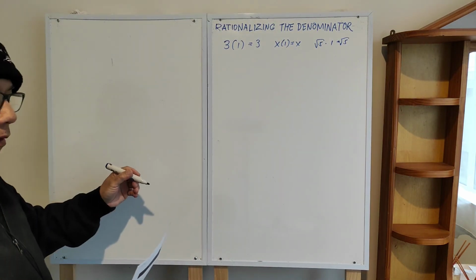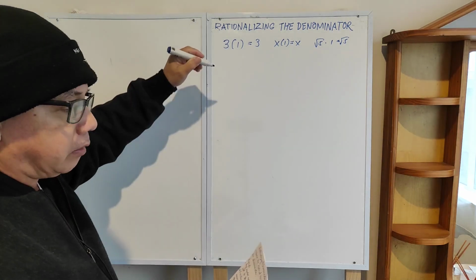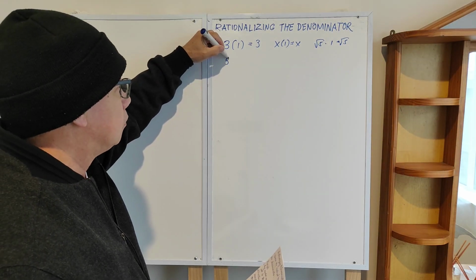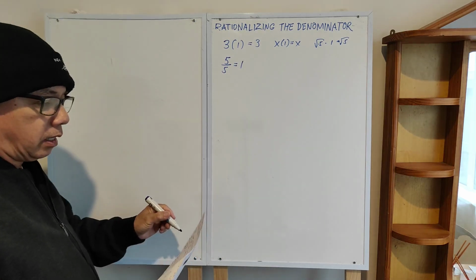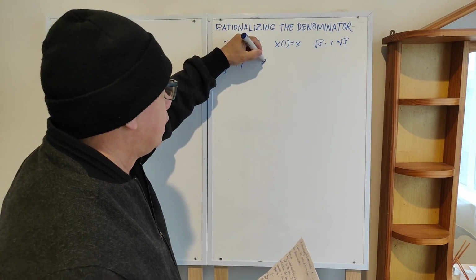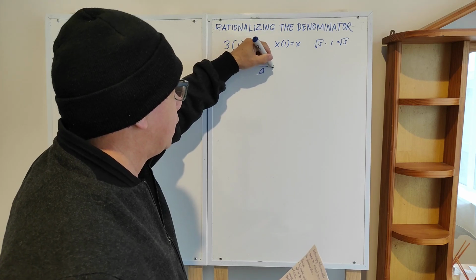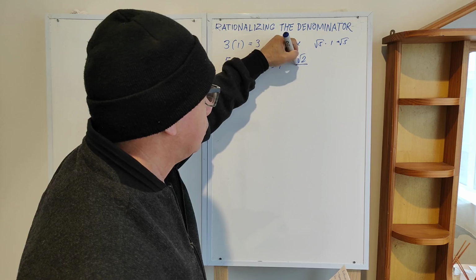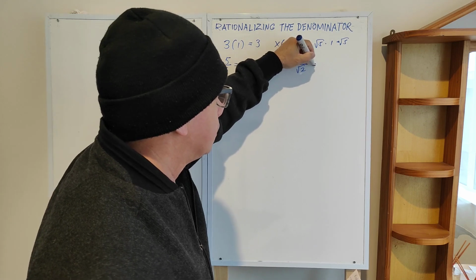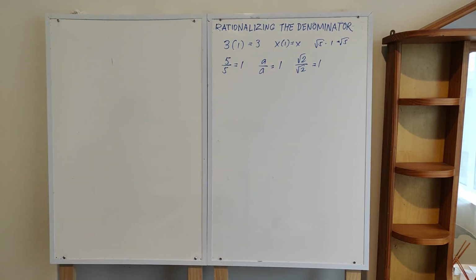Principle 2: a fraction that has the same numerator and denominator is equal to 1. For example, 5 over 5 is equal to 1, or a over a is equal to 1, or square root of 2 over square root of 2 is equal to 1.